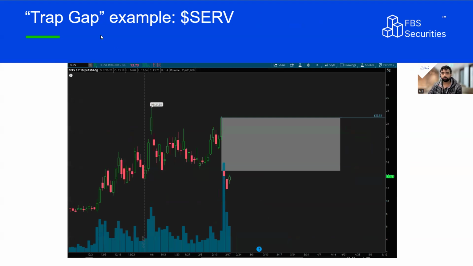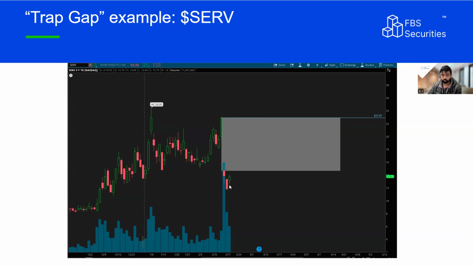So an example of a trap gap, I'm using this stock, Serve Robotics. Basically, you had price in this case close at the very highs, and then some negative news came out, and the stock, for the next day, gapped completely below the full candle, and even some previous support areas as well. So this is technically very bearish momentum, and you can see it had one continuation day to the downside.